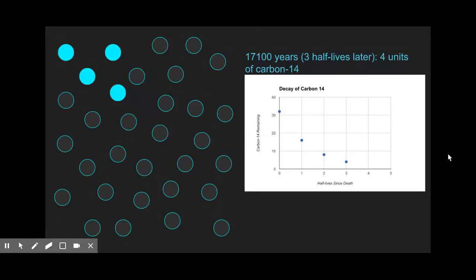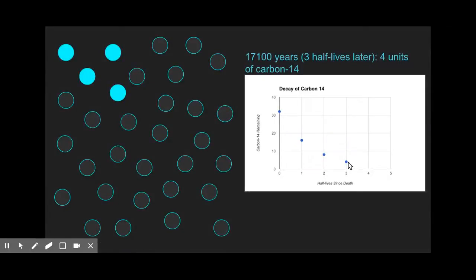So after another 5,700 years, we again have half of the previous remaining amount left over. So we started with 32. Half of that is 16. Half of that is 8. Half of that is 4. And 4 is where we currently are. So 4 units of carbon-14.